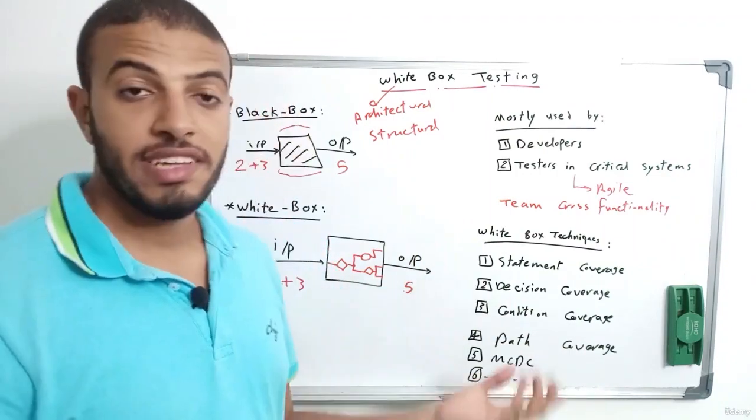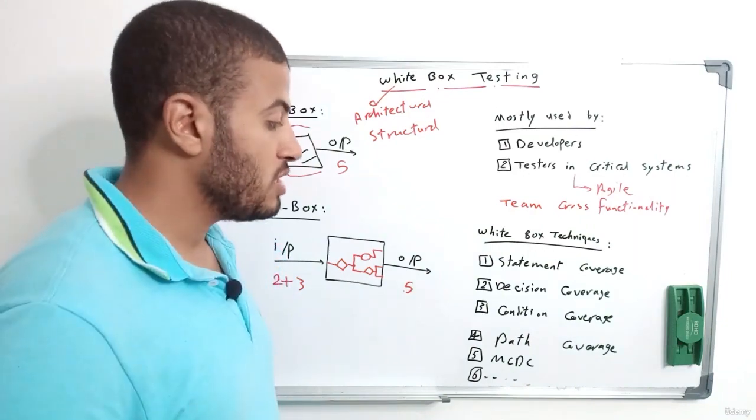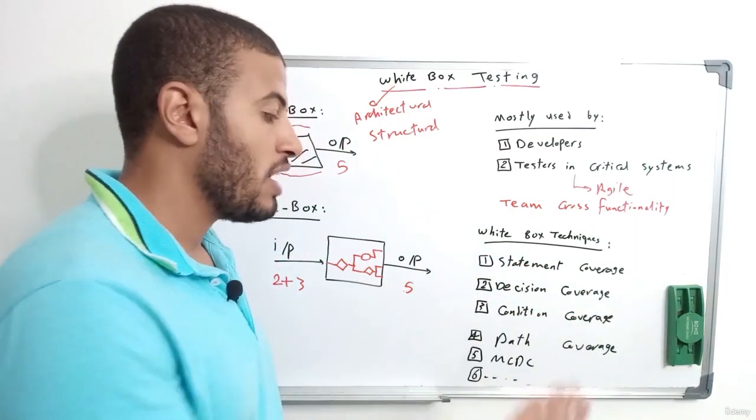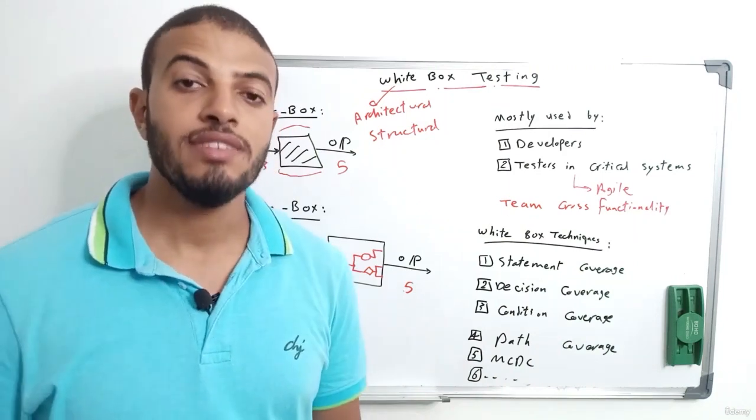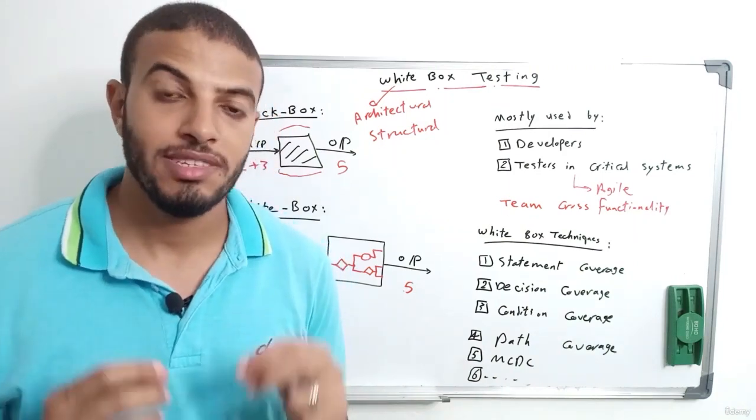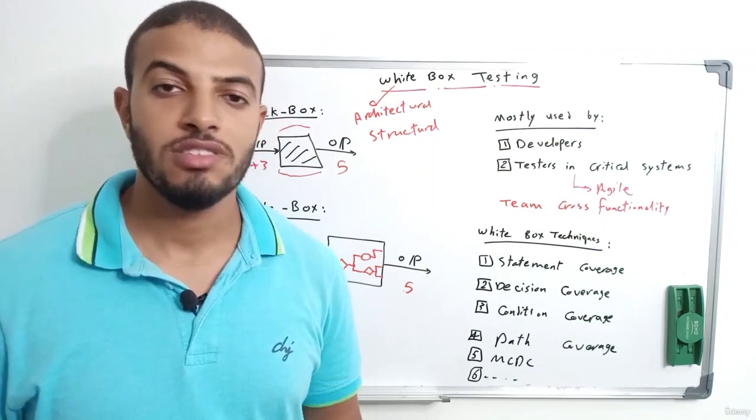We will begin in the next videos to explain the white box techniques. We have statement coverage, decision coverage, condition coverage, path coverage, MCDC, and other techniques that we will talk about, each one of them in a separate video, and begin to solve some examples on it.